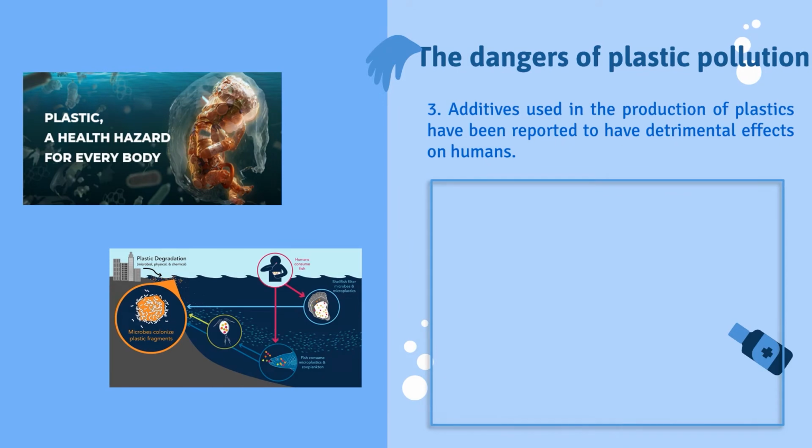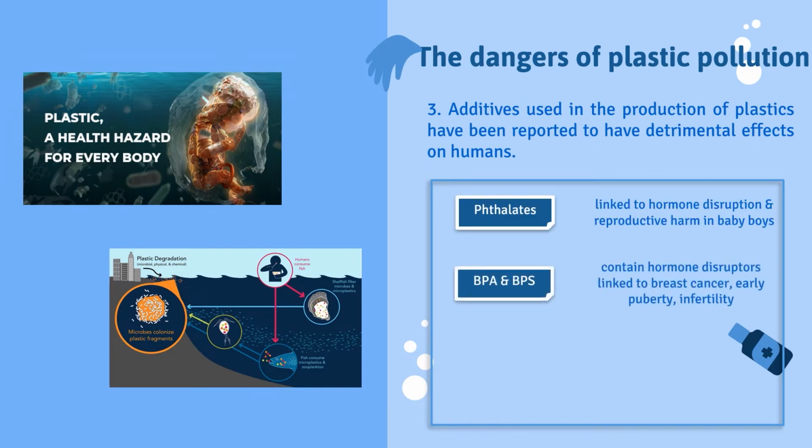It has been found that additives used in the production of plastics can have detrimental effects on humans. Such chemicals as phthalates, BPA and BPS, PVC in plastics are linked to hormone disruption, cancer, early puberty, and infertility. In addition, there are also microplastics found in our food chain.